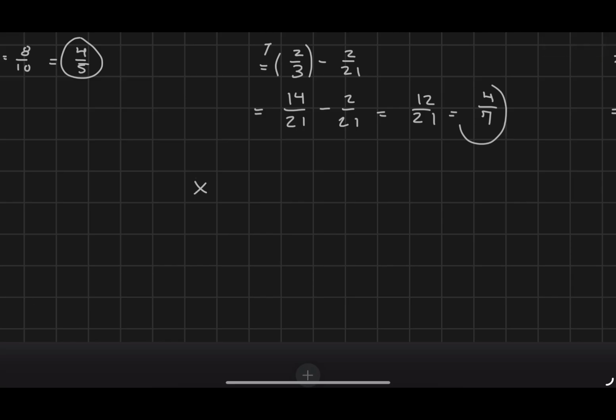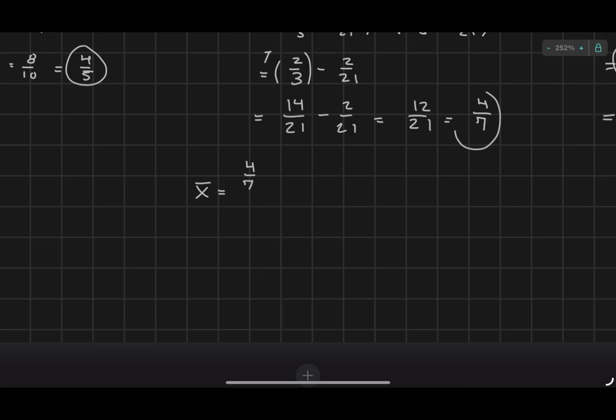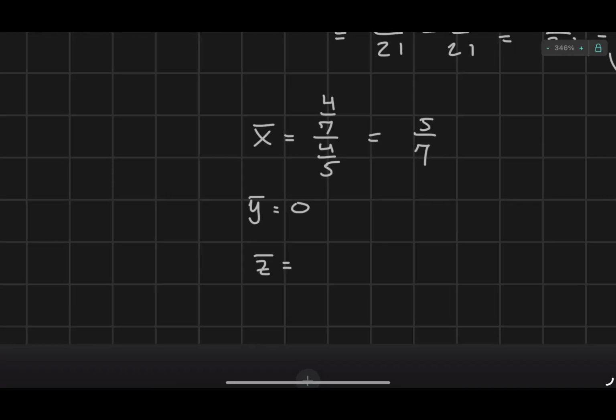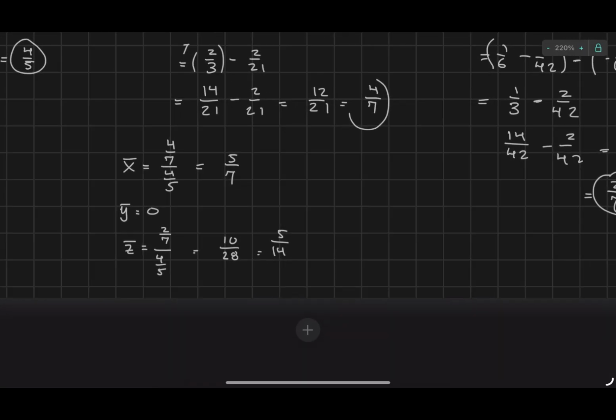Putting this all together, it looks like our x is going to equal 4/7 over 4/5, which is going to equal 5/7. Our y, well, we already solved that. That's 0. Z is going to equal 2/7 over 4/5, which is going to equal 5/14. So our center of mass is going to be 5/7, 0, 5/14.